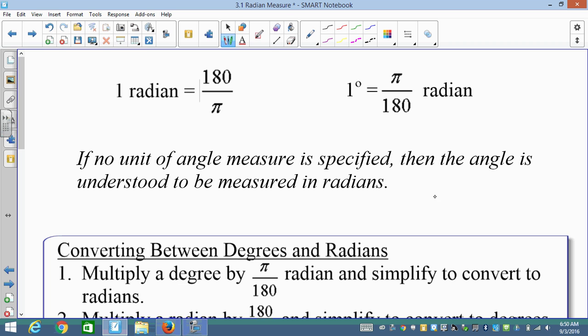You don't put that degree symbol on there, so you go, oh, this is 45 degrees, and you write it like that. It's read as 45 radians. So keep that in mind. 45 degrees does not equal 45 radians. So you have to make sure you're paying attention to these things now.